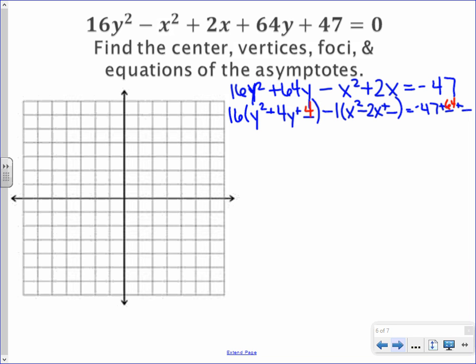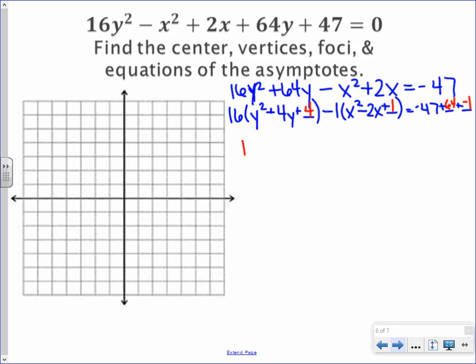Hannah, what completes the square here? 1. Are we adding 1? We're adding 1 times this -1. And this is where people run into trouble. It is very easy to forget that we're multiplying by this negative number. So what we're really adding is -1.